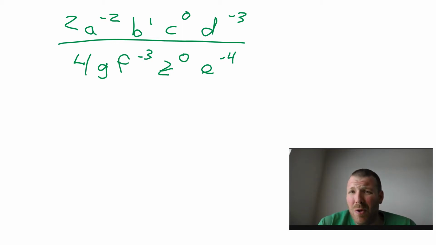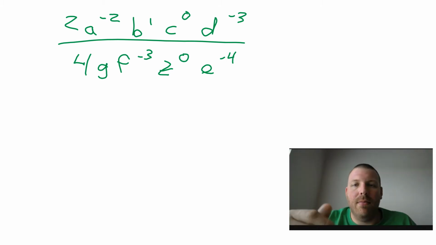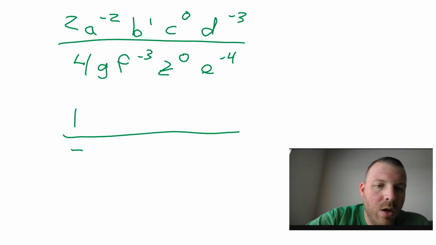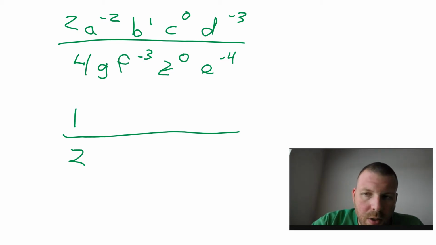So the first thing we want to do is look at our coefficients, okay? Our coefficients are the numbers out in front, like the 2 and the 4. So we want to simplify those. 2 over 4 does not make 2. Instead, it makes 1/2. So we know we're going to have a fraction because we have a 1 on top and a 2 on the bottom. We have to simplify those numbers first. So we've taken care of those. Essentially we can cross them out.